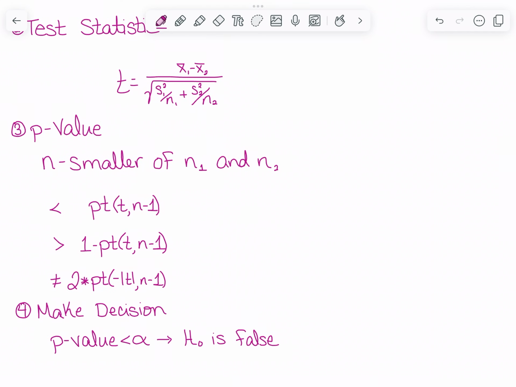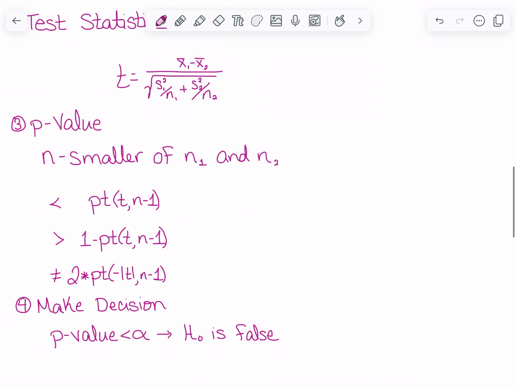The final step is to make our decision. Here, if our p-value is less than the given alpha, then H0 is false. So let's look at an example of this.